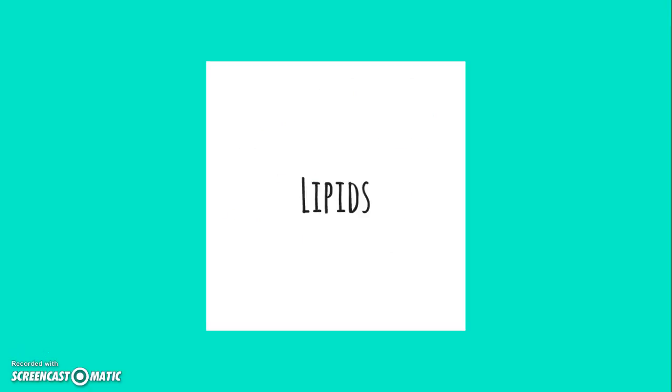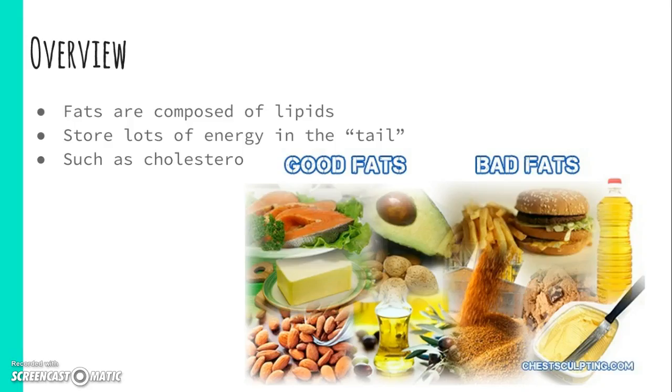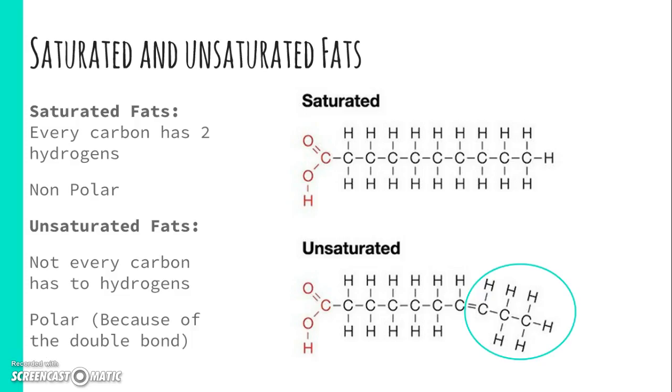The next macromolecule we're going to be talking about is lipids. These are the fats in your body. They provide energy in the tail, which we'll show in a minute. An example is cholesterol. So there are two kinds of fats, saturated and unsaturated. Notice how saturated fats have a hydrogen bond on each side.